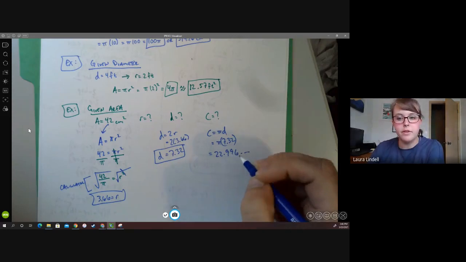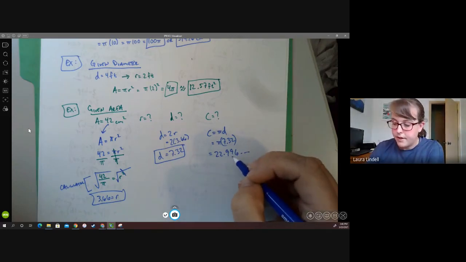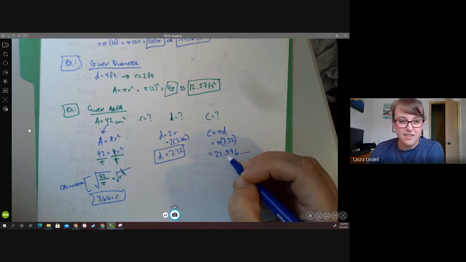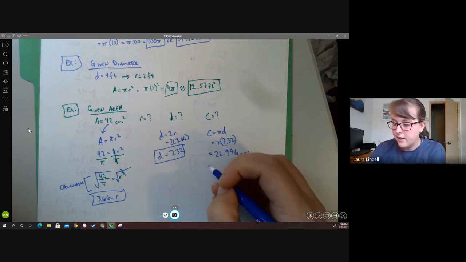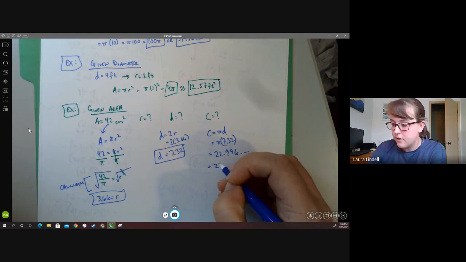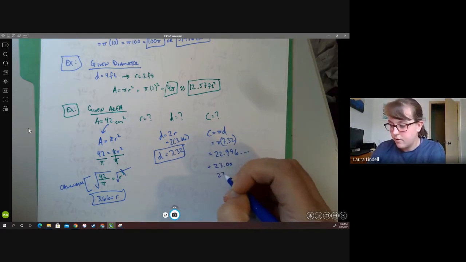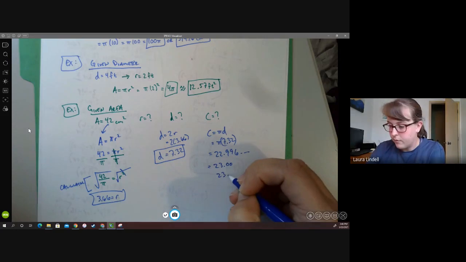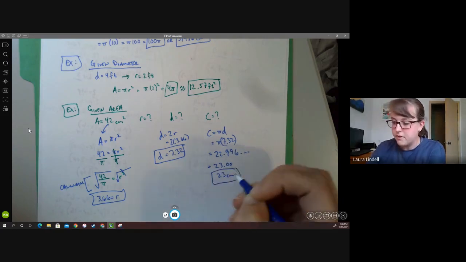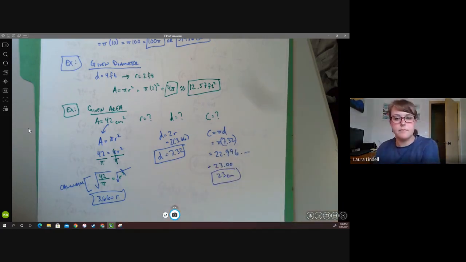If I'm going to round this to just 2 decimal places, the 6 rounds the 9 up, but then there's another 9. And so this whole thing actually, even if I'm rounding to 2 decimal places, rounds to 23. And that was centimeters. These would all be in centimeters. Okay. So that is the last kind of problem that we need to know how to do today.